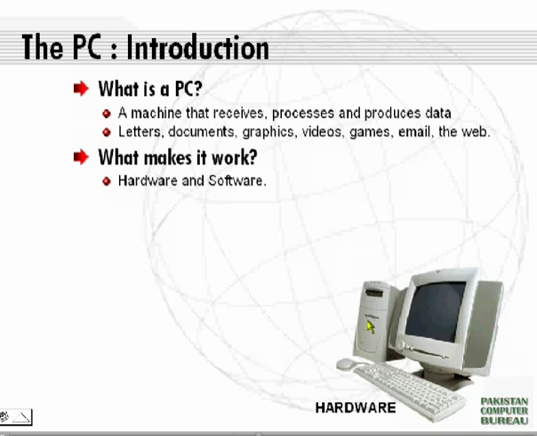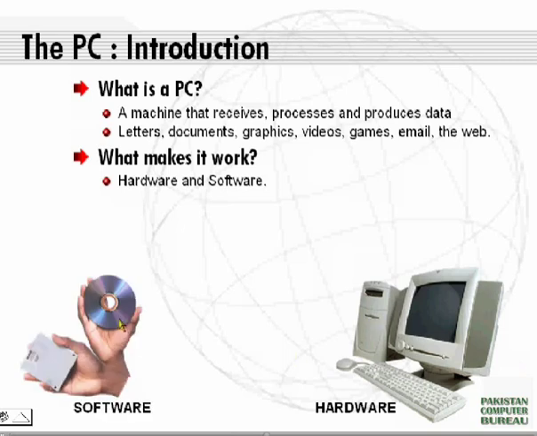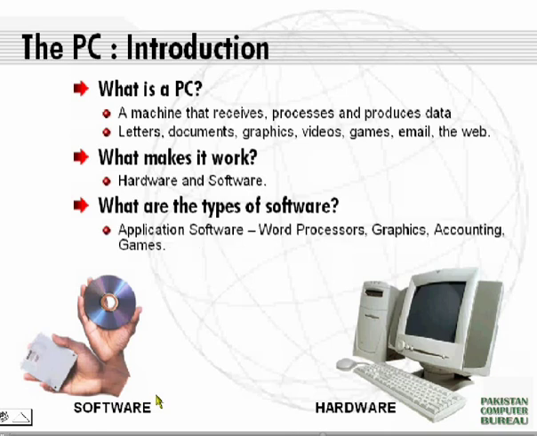Software comes on CDs and floppies, and it allows you to work on a computer. Now there are two types of software: application software and system software. Application software consists of word processors, graphic packages, and video games as examples. Application software is Microsoft Word, and for graphics we have Adobe Photoshop.